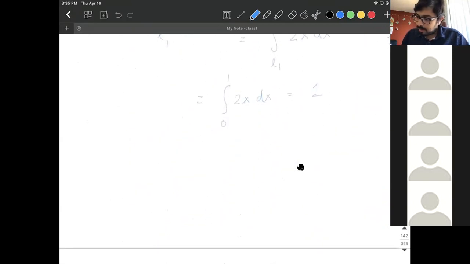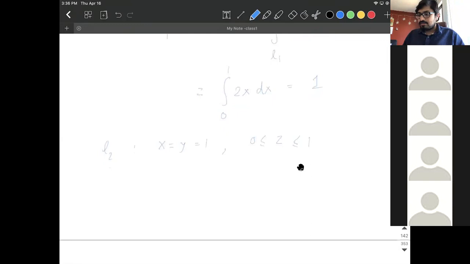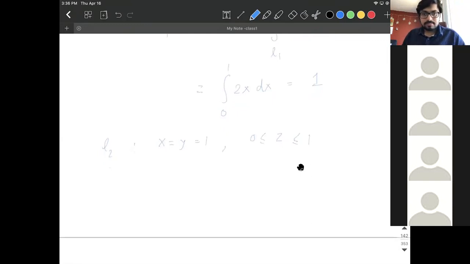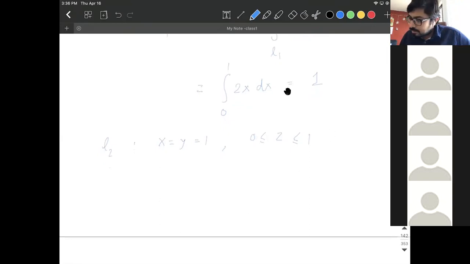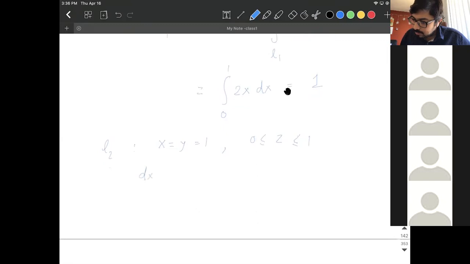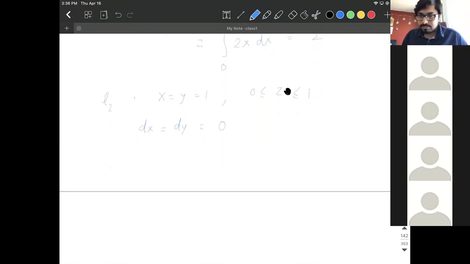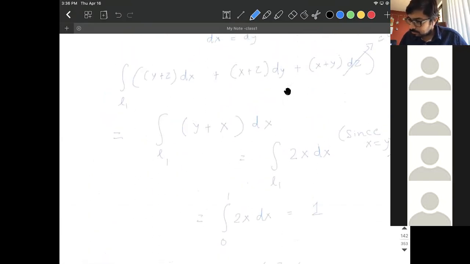Okay. Now L2. So what was L2? L2 was x equals y equals 1, and z varies between 0 and 1. So z is the variable in this case. And so here dx equals dy equals 0, because x and y are constants and z is the variable.